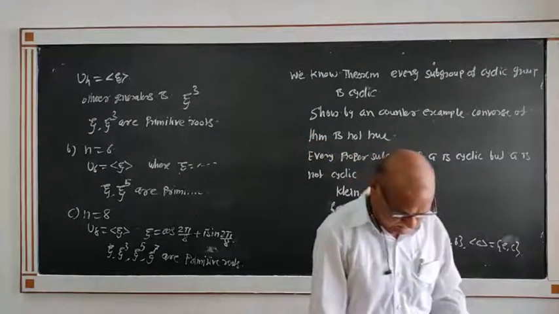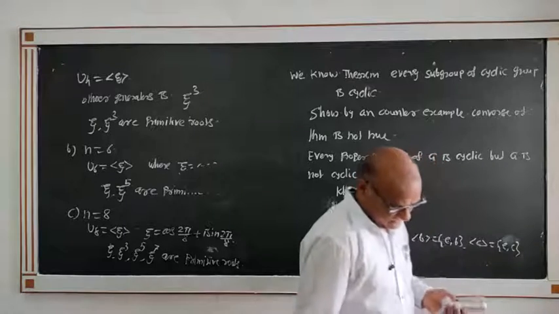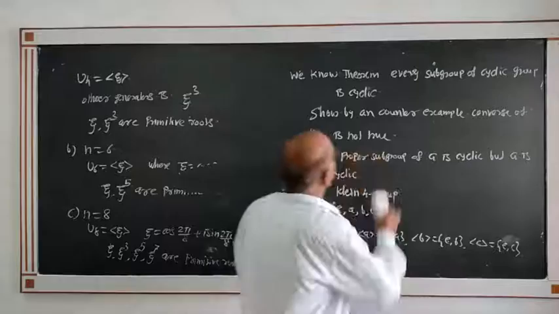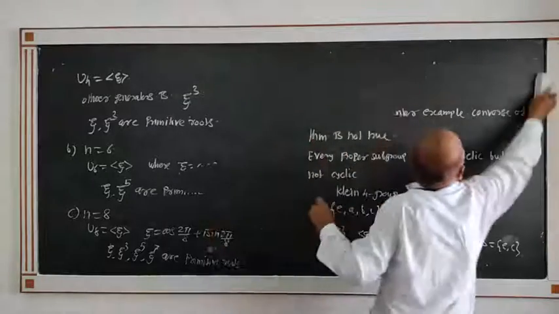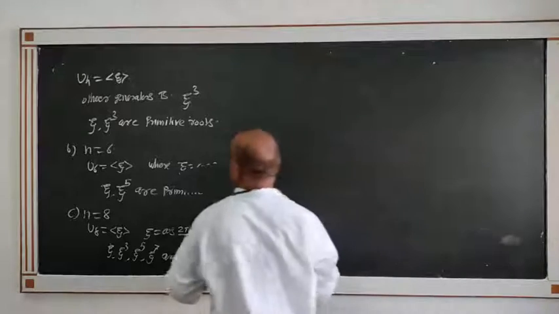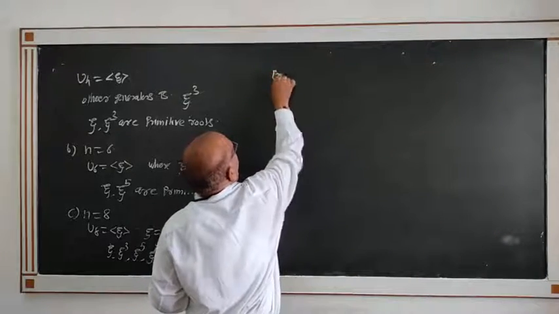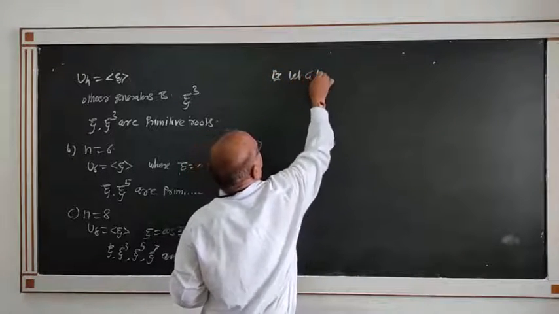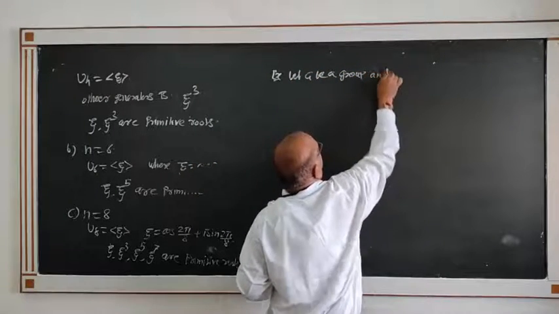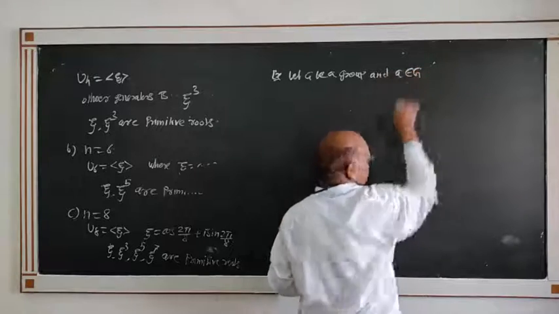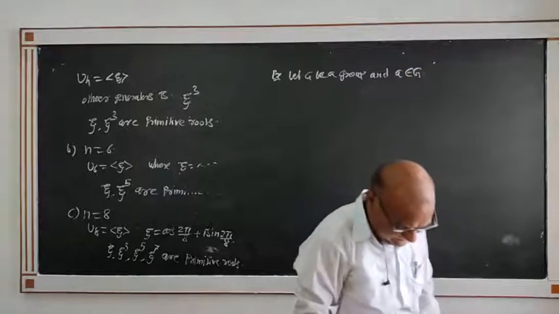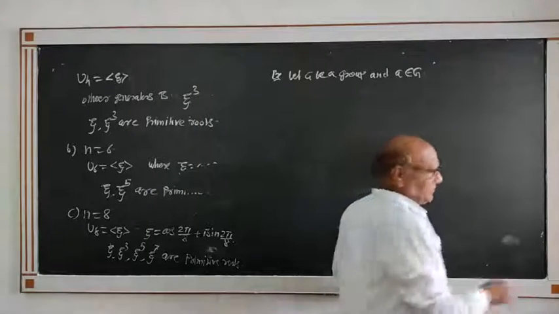These are all cyclic proper subgroups, but G is not cyclic. Next example. Let G be a group and suppose A belongs to G.